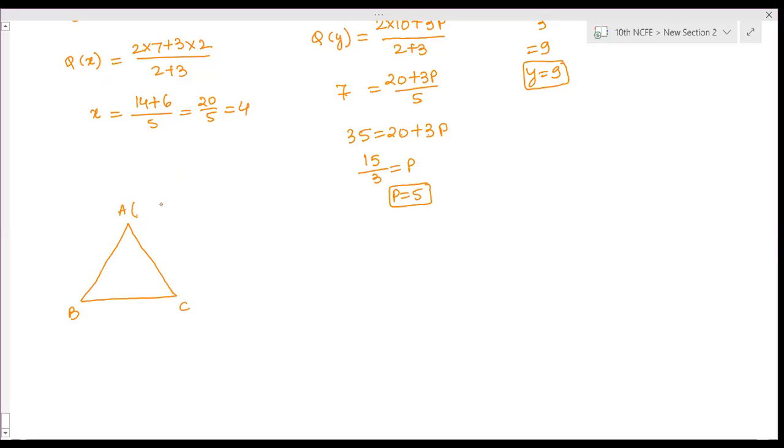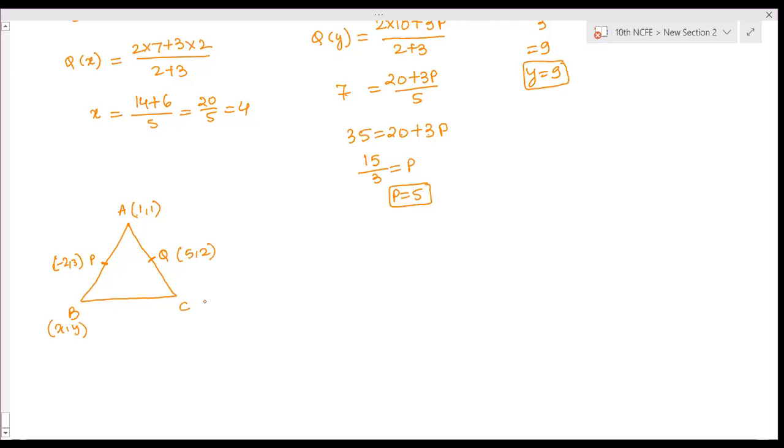Vertex A is 1, 1. The middle points of the sides through it. From A, what are the sides there? AB and AC. The middle points of that means midpoints of these. This is P, this is Q. What are the coordinates? P is minus 2, 3 and Q is 5, 2. Find B and C's coordinates.